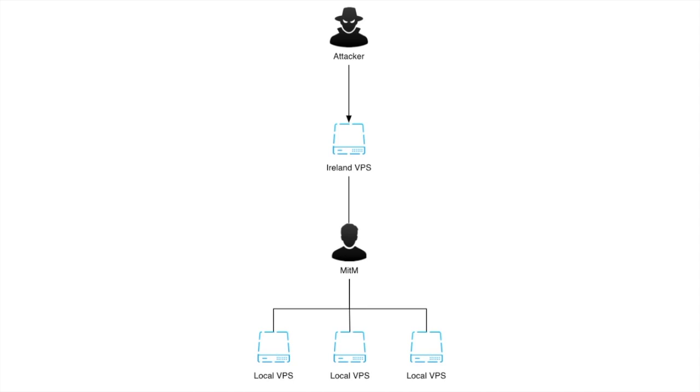There's a layer 2 tunnel set up between my network and this VPS in Ireland. And we're going to perform a man-in-the-middle attack so that we can monitor this connection between Ireland and here. What that's going to do is, when the attacker logs into the system, it's going to send him to our local system, and he won't really know the difference.